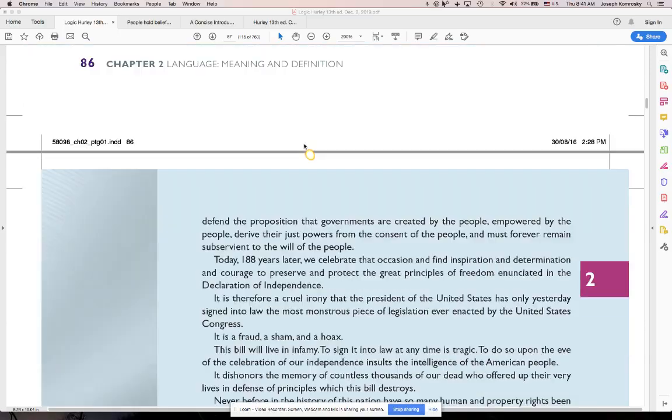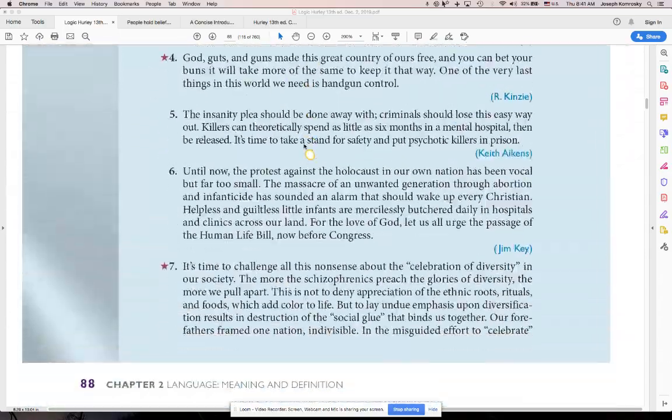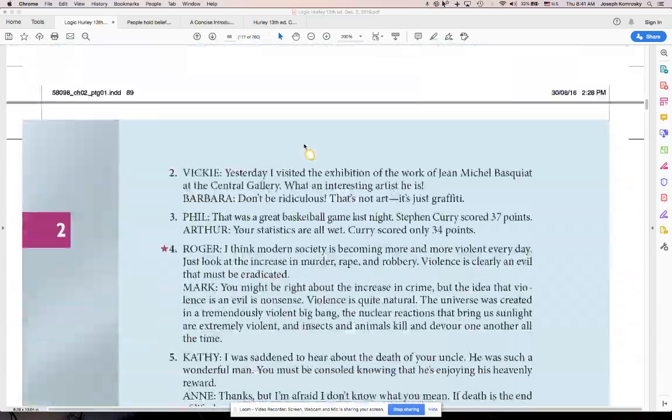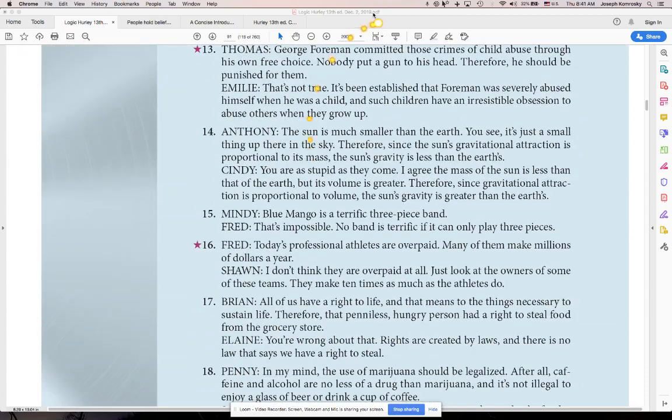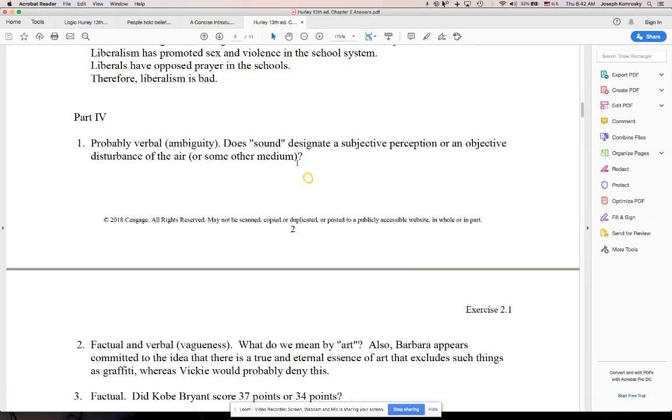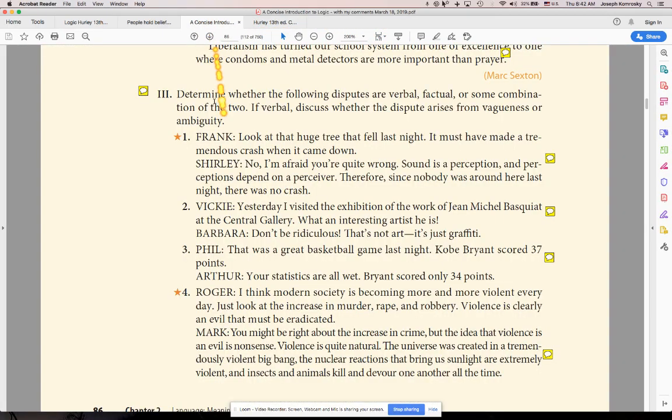So I will give you an example here. Oh, that's right. Let's go to my other text. Yeah, so let's go to number 3 here. Phil says, that was a great basketball game last night. Kobe Bryant scored 37 points. And by the way, bless his heart, I know he just died, with his daughter and the coach from, I believe, Orange Coast College. It's just a horrible deal, and that sucks.